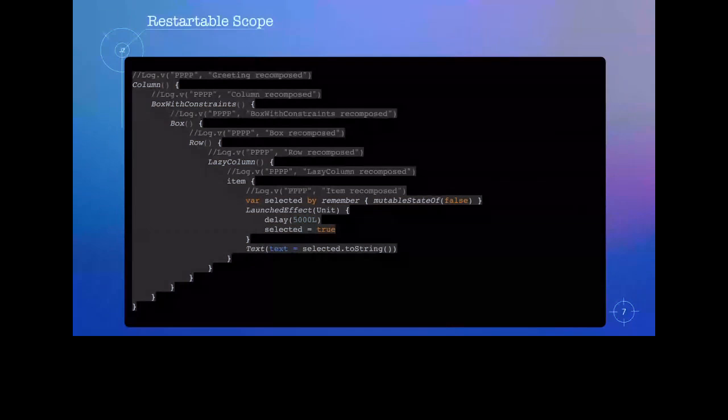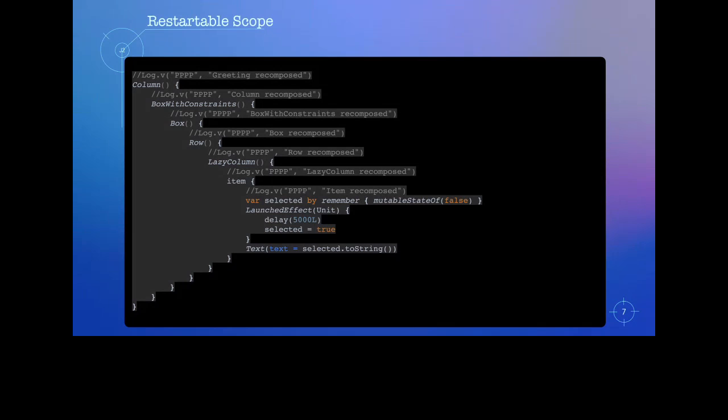So this is maybe the first important point here, that failing to account for restartable scopes may result in a recomposition propagating to far more composables than you expect. And that may have unintended consequences both for performance and state.